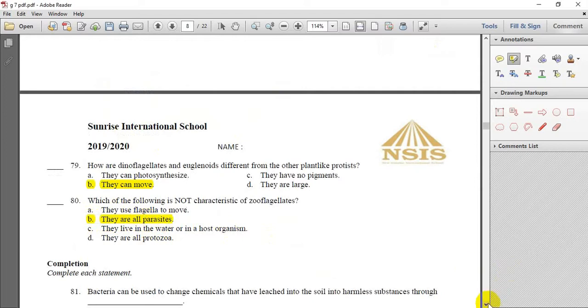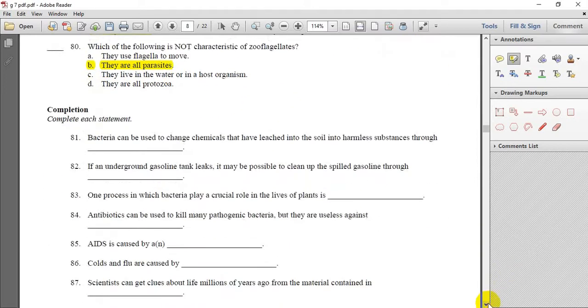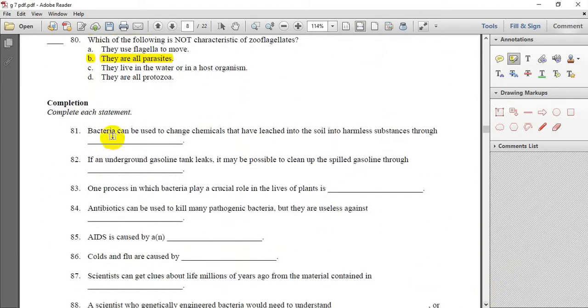Okay, and now we will move to the complete questions. Question 81. Bacteria can be used to change chemicals that have leached into the soil into harmless substances. Do you remember when we use bacteria to clean up the environment and change harmful substances into harmless ones? Yes, bioremediation. So we will write here bioremediation.